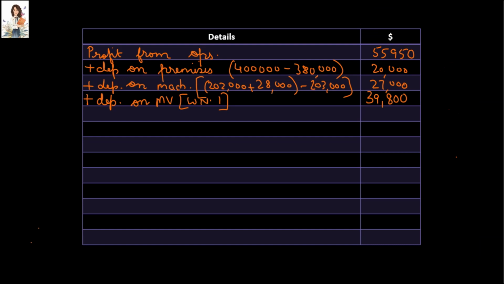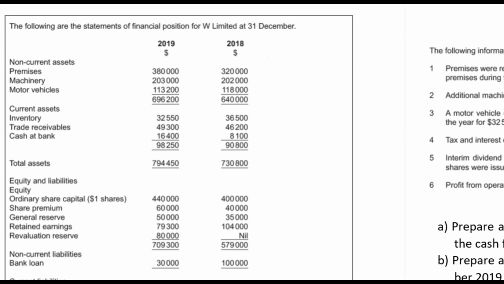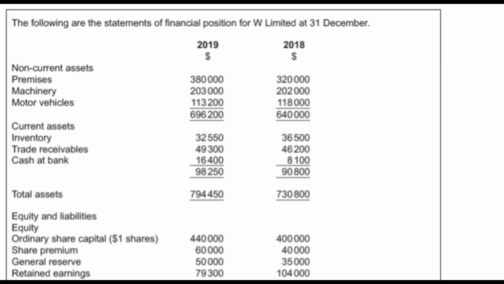This loss on disposal is a non-cash expense, so it will be added back to the profit from operations. So loss on disposal, working note 2, 6,500. Let us now find out the increase or decrease in our current assets and current liabilities during this year.